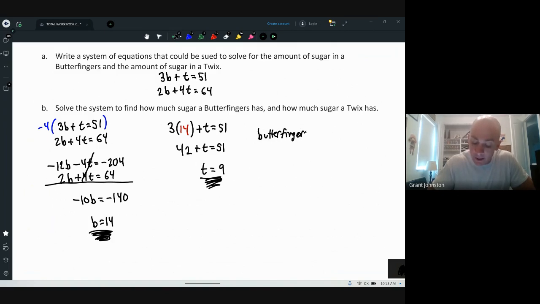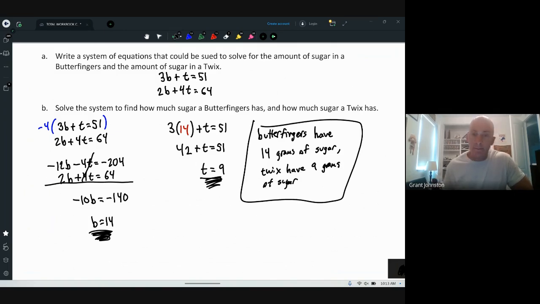So again, it doesn't make sense to write this as an ordered pair. Butterfingers have 14 grams of sugar. Twix have 9 grams of sugar. So that's a word problem. So I'll let you do the rest.